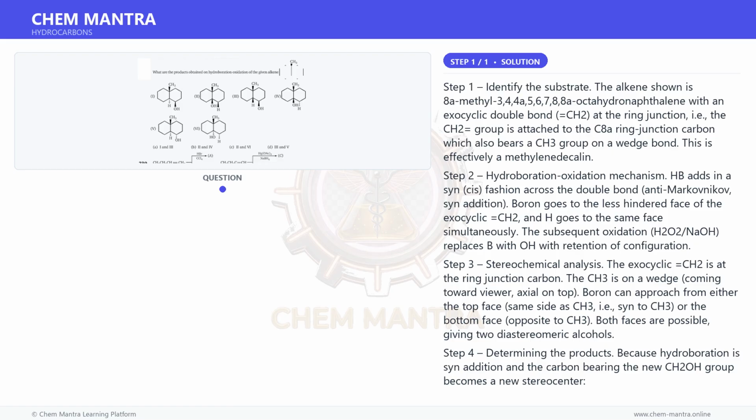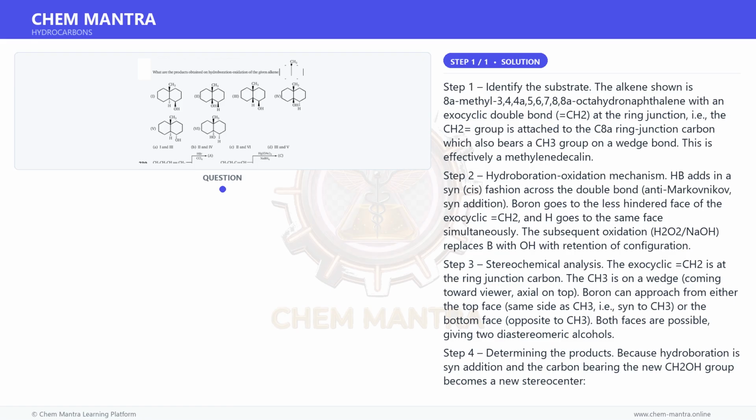Step 4. Determining the products. Because hydroboration is syn addition, the carbon bearing the new CH2 group becomes a new stereocenter. Attack from the bottom face, opposite to the CH3 wedge: B adds to the bottom face of the CH2, H goes to the ring junction from the bottom, or ends up on the bottom face, dash, H at the new CH2 position. This gives a product where the CH2 becomes CH2OH with configuration corresponding to bottom face delivery.